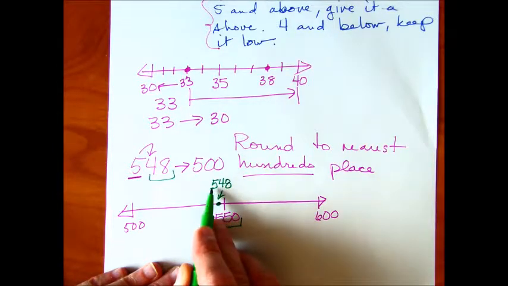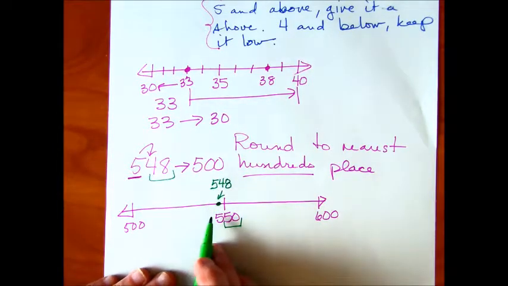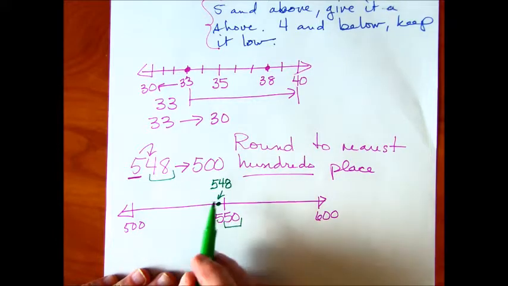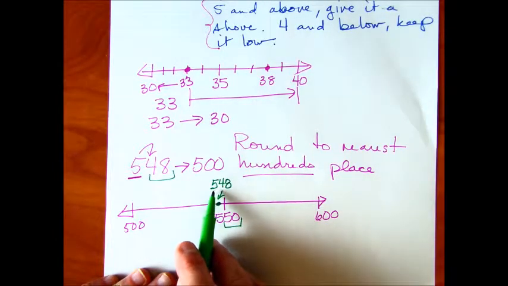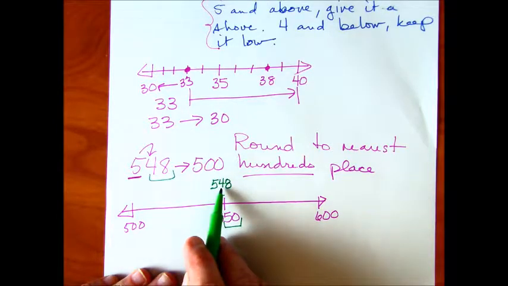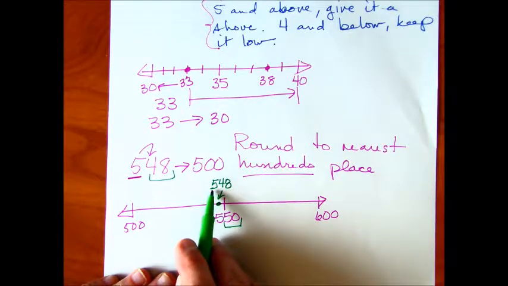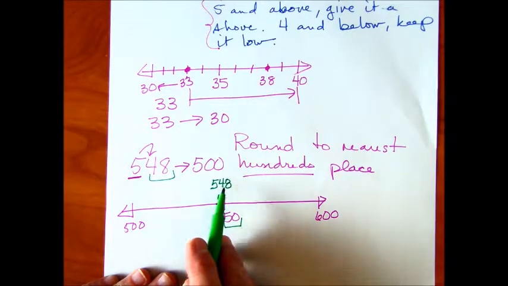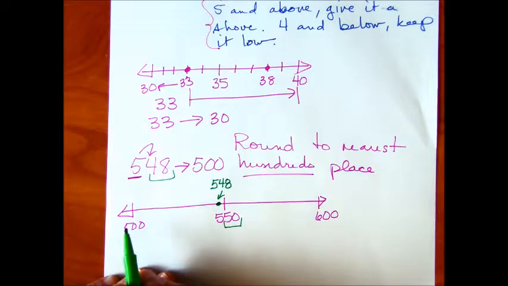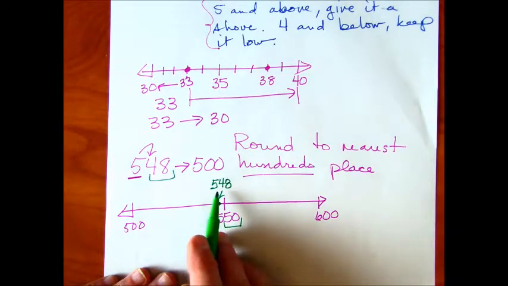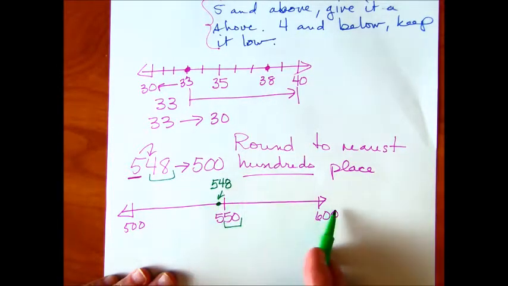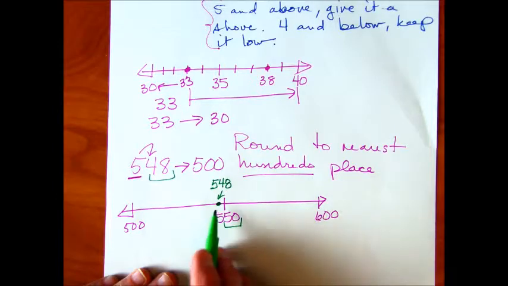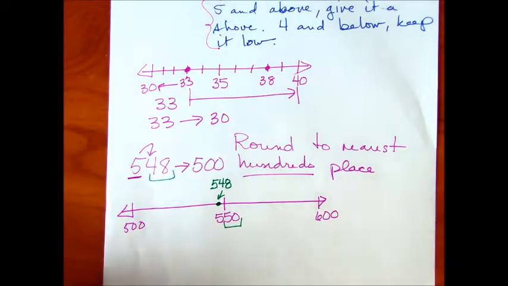Okay? And so even though, yes, it looks like the 8 would change that to a 5, and then the 5 would change that to a 6, what we're only doing is looking at that first digit to the right of the identified place value. And because it's a 4, we're not going to change that 5 to a 6. 548 is only 48 spaces from 500, where it looks like it's 52 spaces from 600. So it's still closer, even though it looks like it might be otherwise.